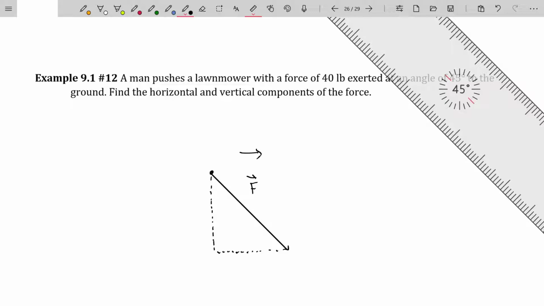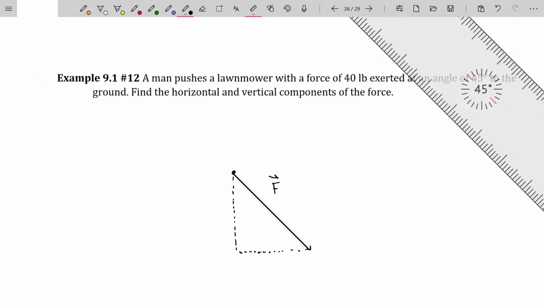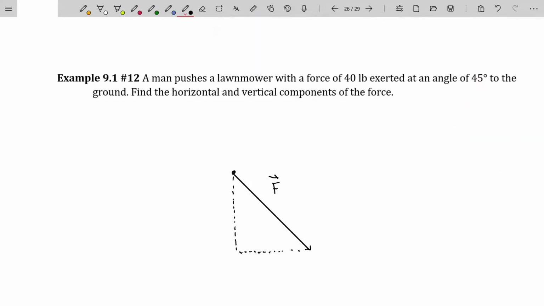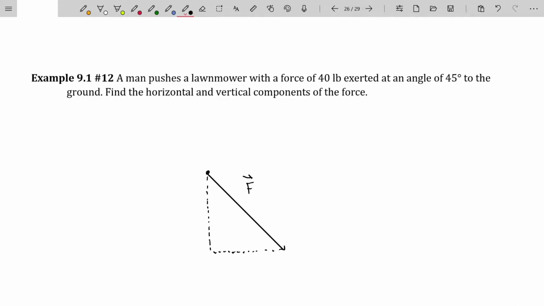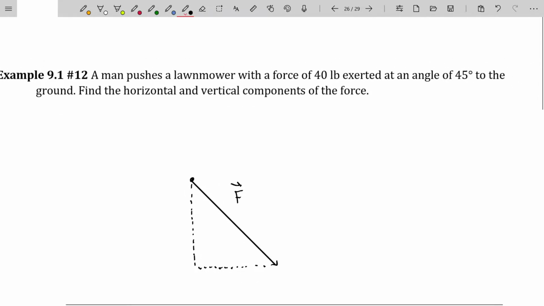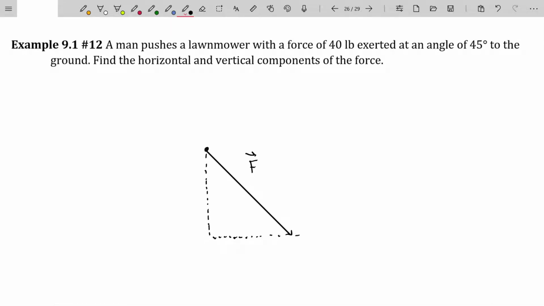But most people do push slightly downward, mainly because they probably don't want the back wheels to kick up or something like that. So the question here is really a vector question. If we know that this force vector is at an angle of 45 degrees to the ground, so if this were the ground right here, this would be a 45 degree angle. That is, this angle is 45 degrees because they're alternate interior angles. Then the question is, what are the components of the force?